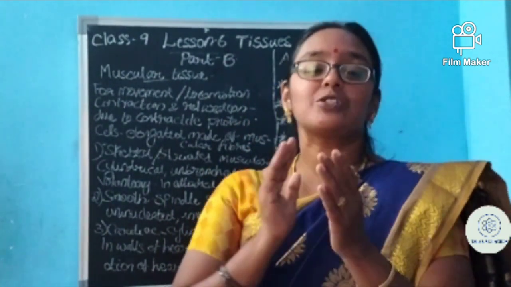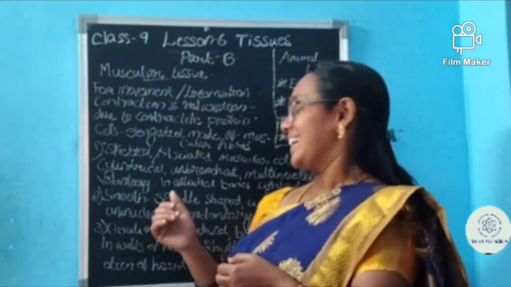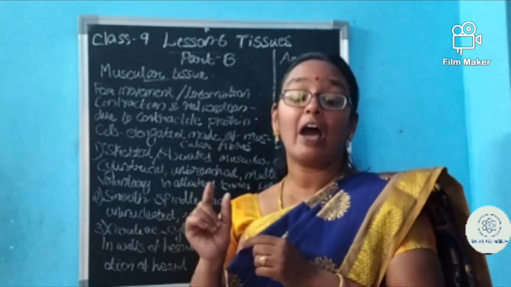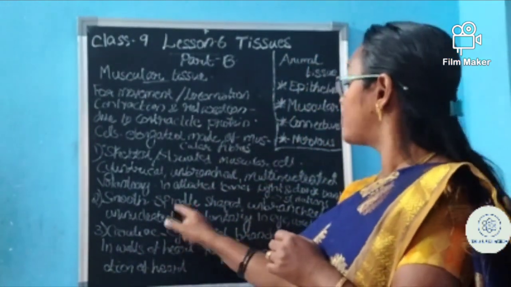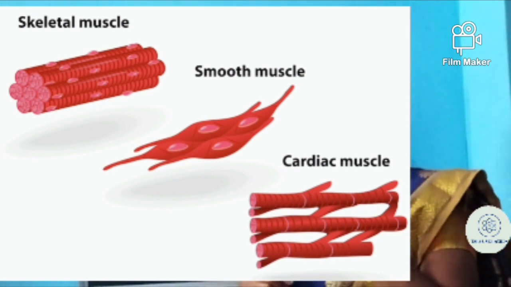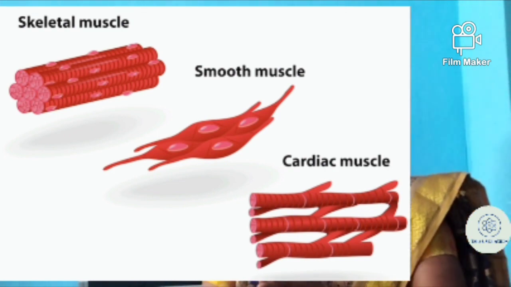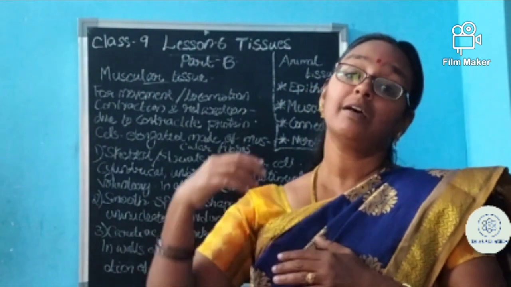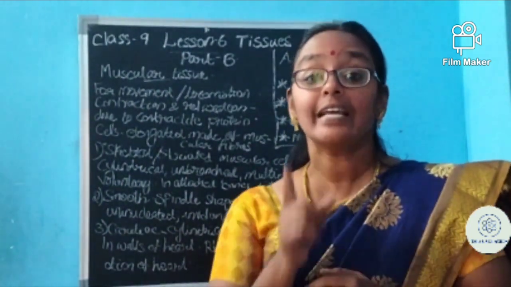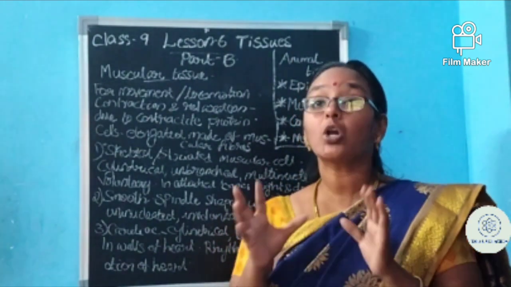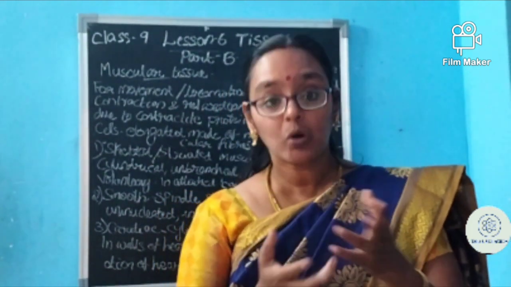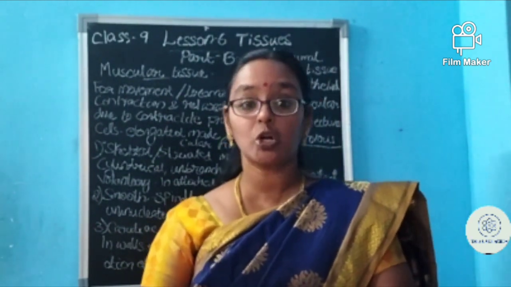The second one is smooth muscles. Like the name itself, it's so smooth, right? It is spindle shaped. This muscle has cells in the shape of a spindle, and that is also unbranched. But the difference from skeletal muscle is that it is involuntary. We are not able to control it. Is there anything which we are not able to control? You should not say no.